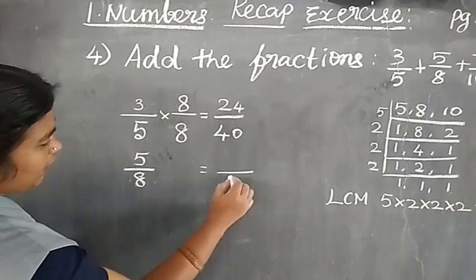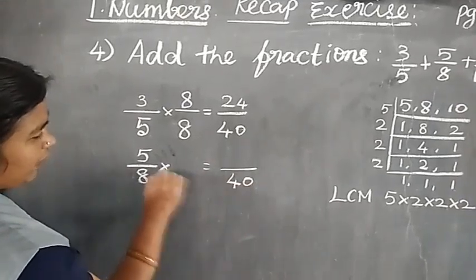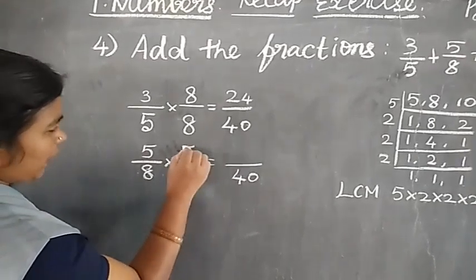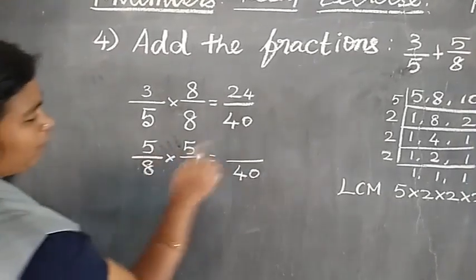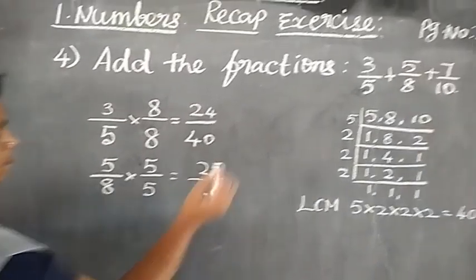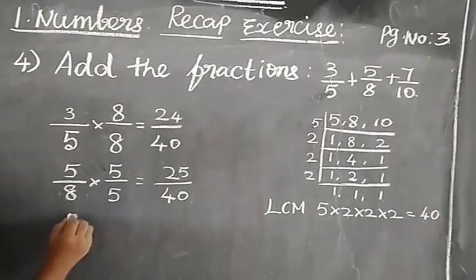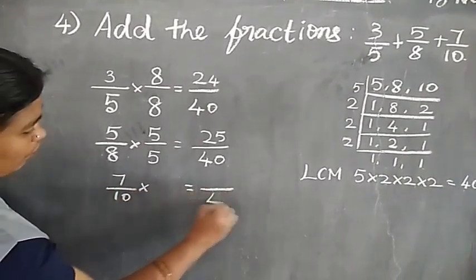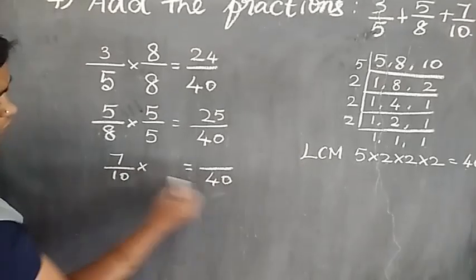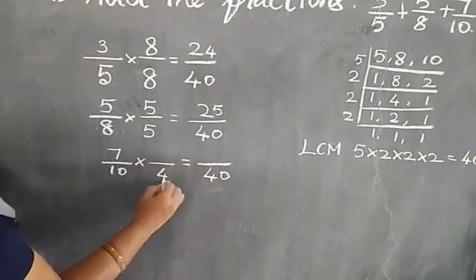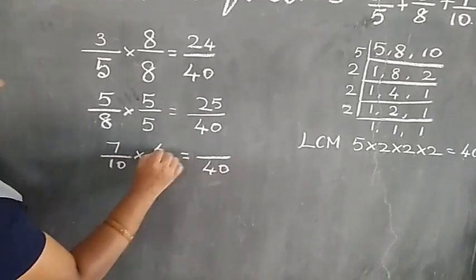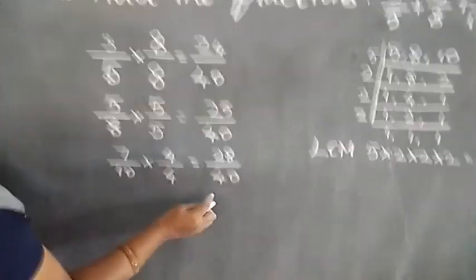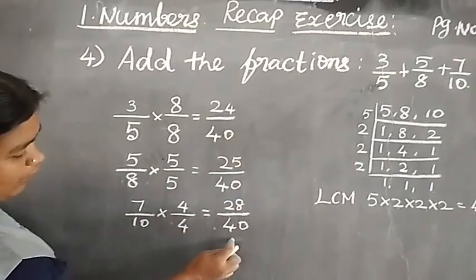The second fraction is 5 by 8. Change the denominator into 40. How many 8s are 40? 5 8s are 40. So multiply the numerator also by 5. 5 5s are 25. The third fraction is 7 by 10. How many 10s are 40? 4 10s are 40. So multiply the numerator also by 4. 7 4s are 28. Now we have changed the fractions into like fractions.